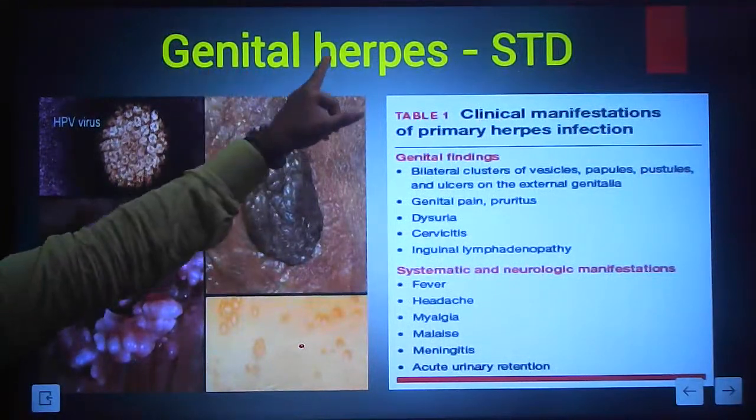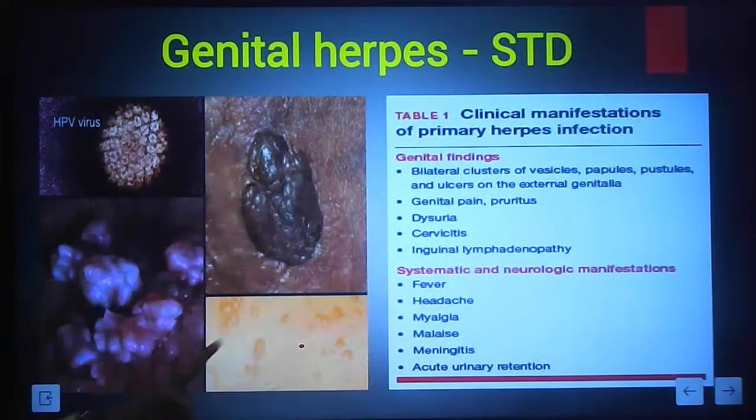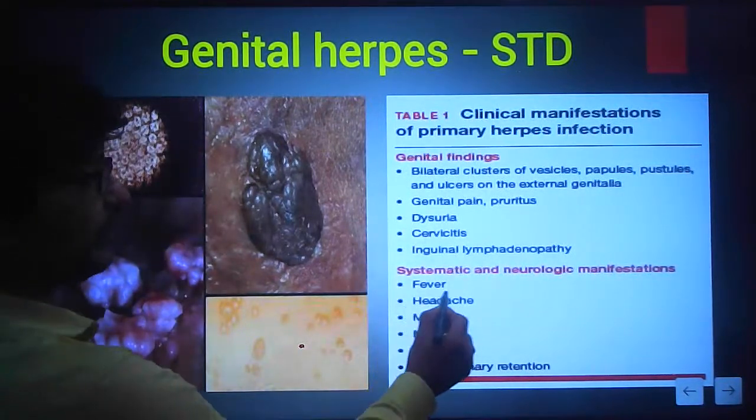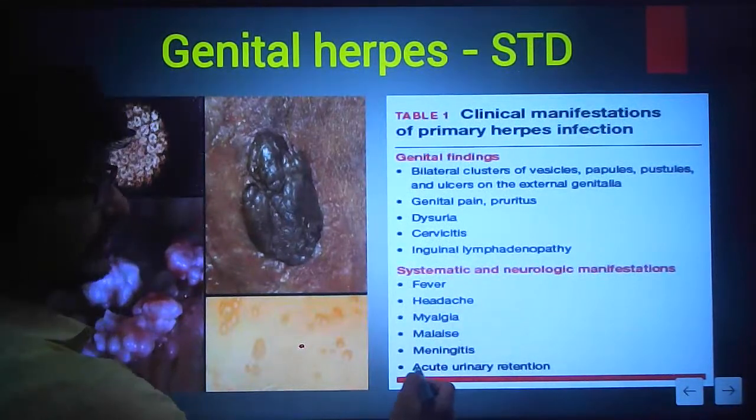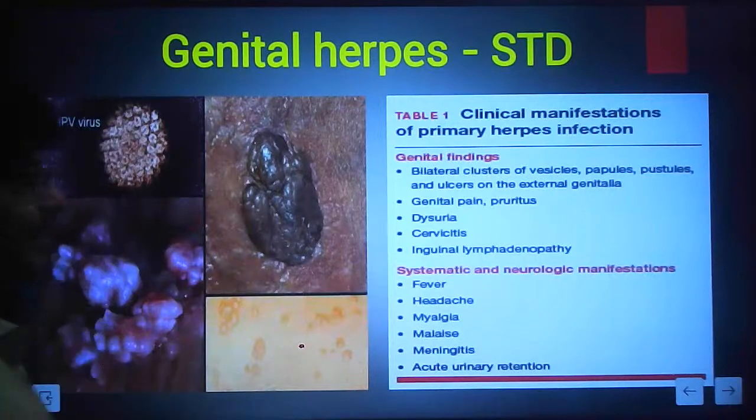Then there is a viral infection. Genital herpes is also one; can you see this type of herpes viral lesion, genital herpes? If you ask what the symptoms of genital herpes are: fever, headache, malaise, meningitis (inflammation of the meninges), and acute urinary retention.